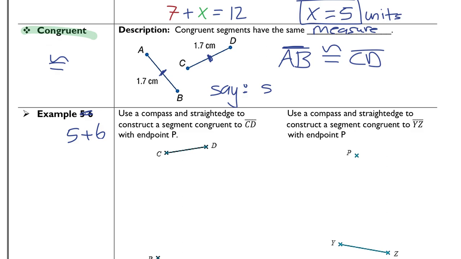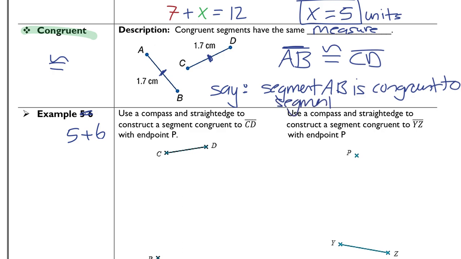We would say segment AB is congruent to segment CD. That's how you would say it. And again, we need to highlight that in your reddish pink color here. That's how we would say it, as well as this is how you would write it.